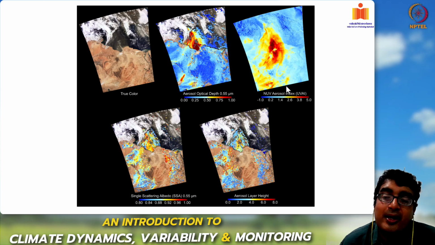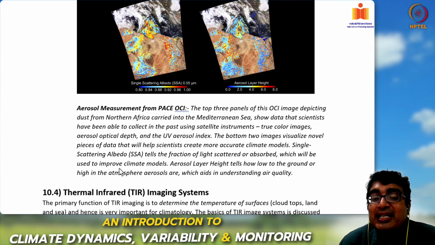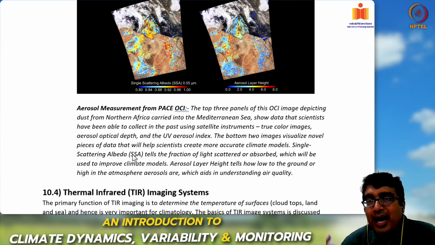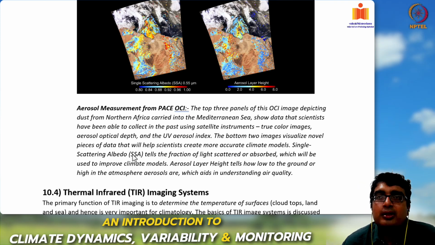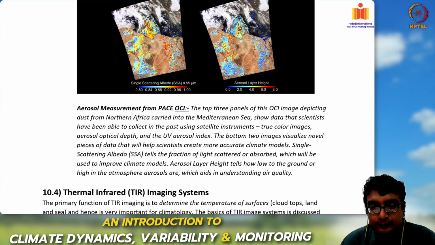So even the ultraviolet spectrum can be used to detect the aerosol concentrations. The bottom 2 images are novel to this PACE satellite system and it is helping to create better climate models because it is giving the albedo of the aerosols. See, higher the albedo in a certain aerosol region, less is the amount of sunlight going into the surface. So that changes the energy balance of the world in that region. So this helps to do climate modeling as well.